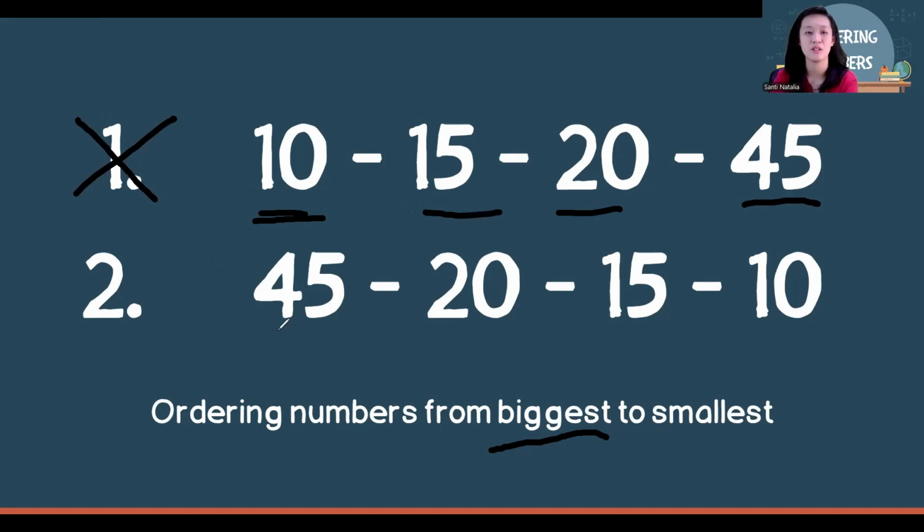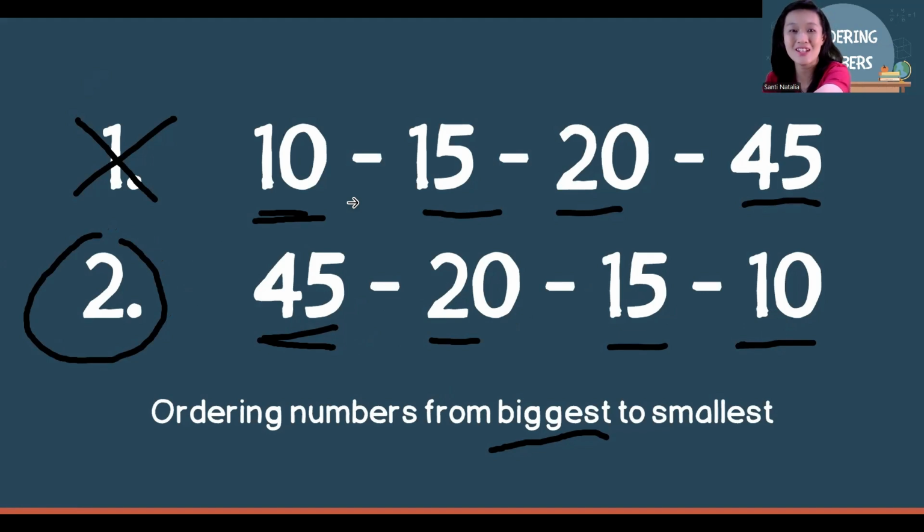Let's check number 2. 45, 20, 15, 10. Is number 45 bigger than the others? Yes, number 45 is the biggest. And number 10 is the smallest. So number 2 is correct. From biggest to the smallest. Let's try again, children.